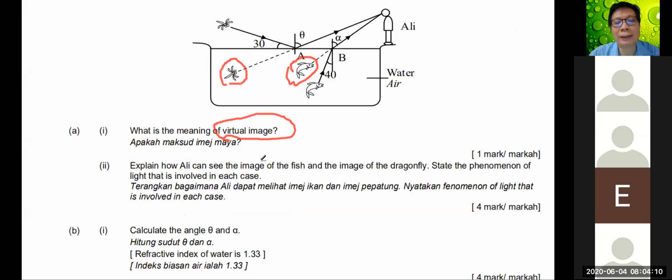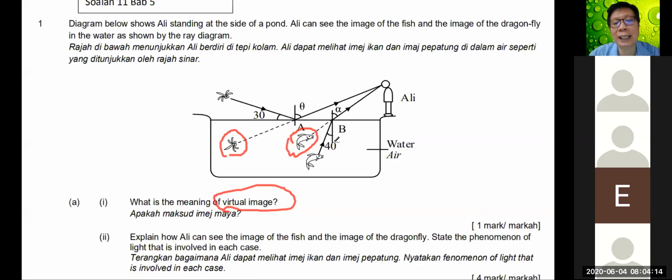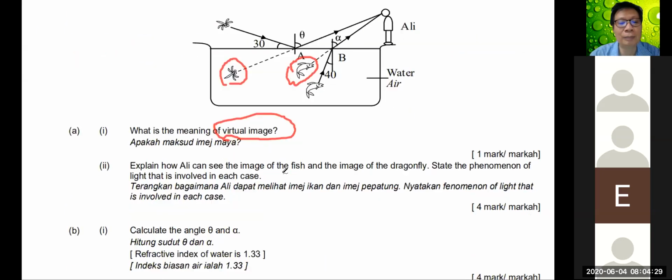Okay, then number 2. Explain how Ali can see the image of the fish and the image of the dragonfly. Roughly it's like what I said already. This one is refraction, whereas this one is reflection. So using two concepts, you can see the dragonfly and also the fish.